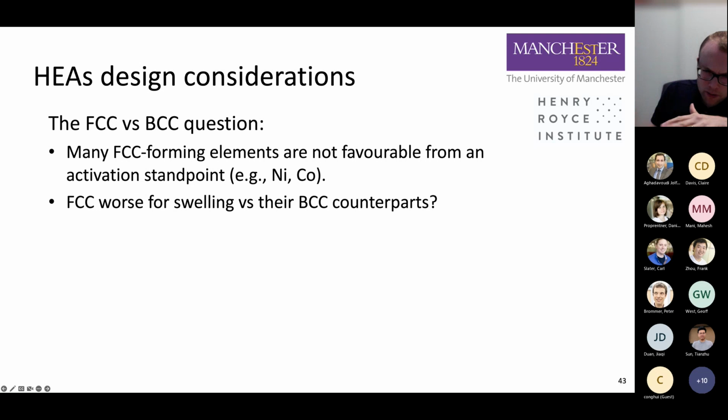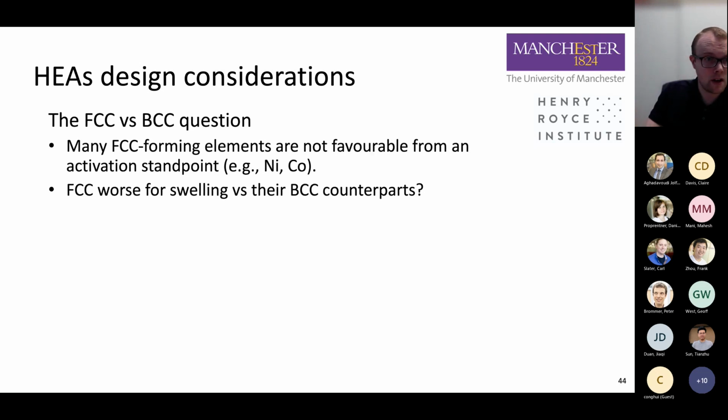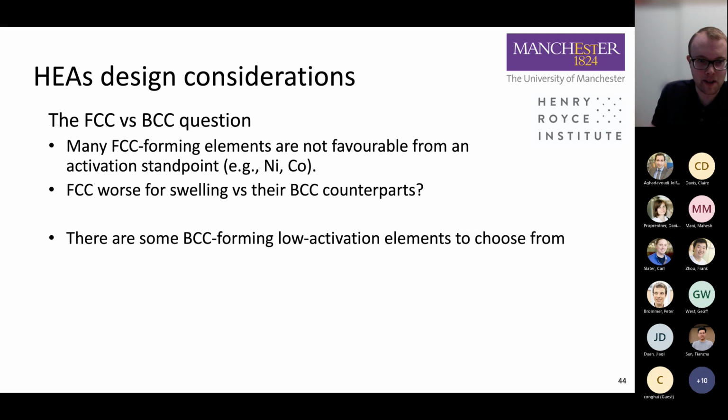And there's the general underlying theory that face-centered cubic structures also form more voids and swell more readily than their body-centered cubic counterparts, although that's certainly not always true. And so that's against the FCC.